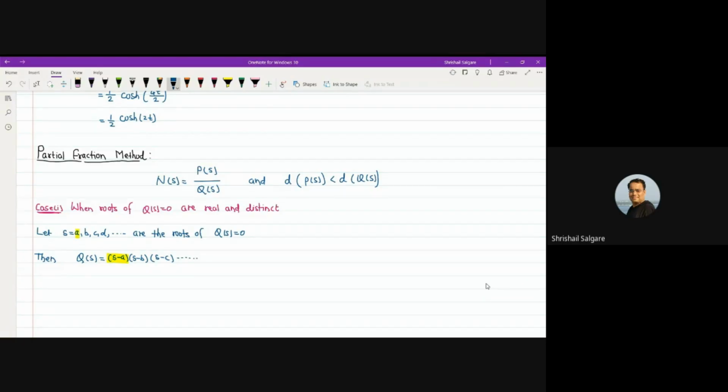If these are the factors, then I will write this N of s with the numerator, that is P of s, remaining the same, and this Q of s I will replace with the factors s minus a, s minus b, s minus c. I think you have already studied this. By the partial fraction method, can anyone explain what the representation is in this case? One thing you can notice: no factor is repeated. All are linear factors.